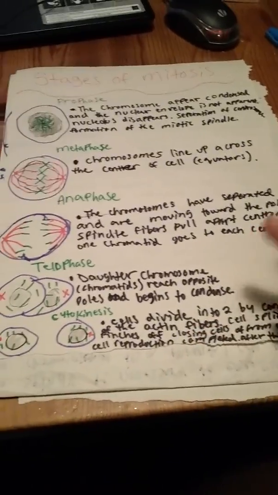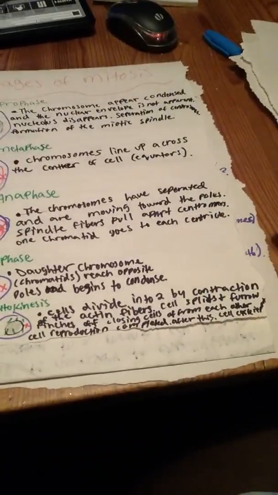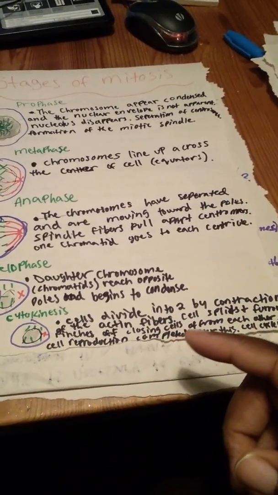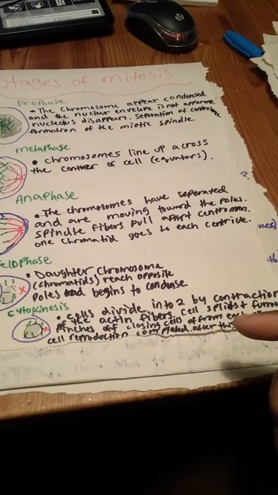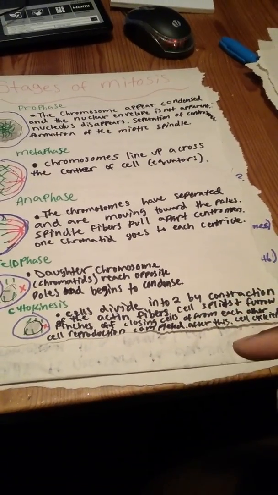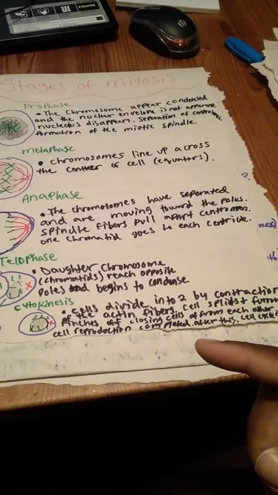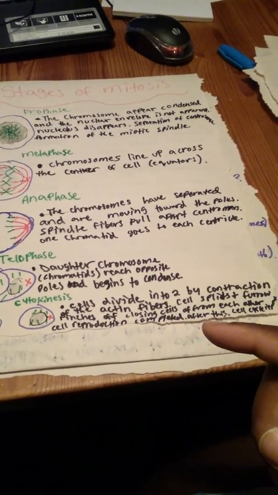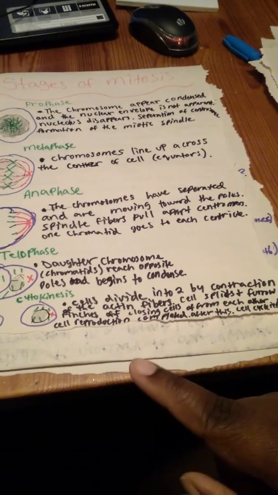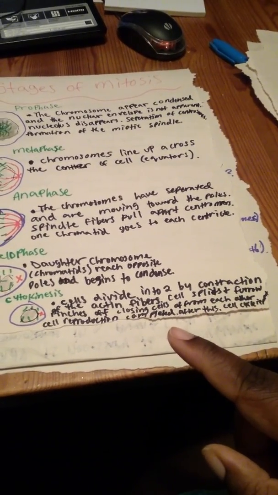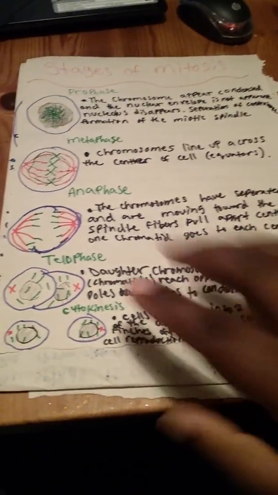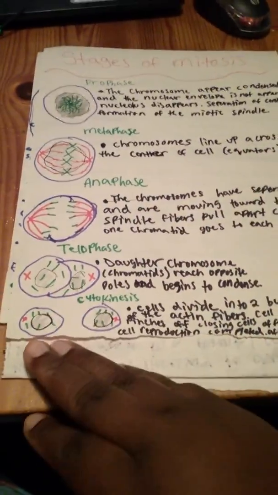Cytokinesis. What cytokinesis basically is, is the cell dividing into two by contraction of the actin fibers. The cell splits and furrows, pinching off the cells from each other, and then the cell replication is completed. After cytokinesis, the cell cycle repeats. So these are two daughter cells.